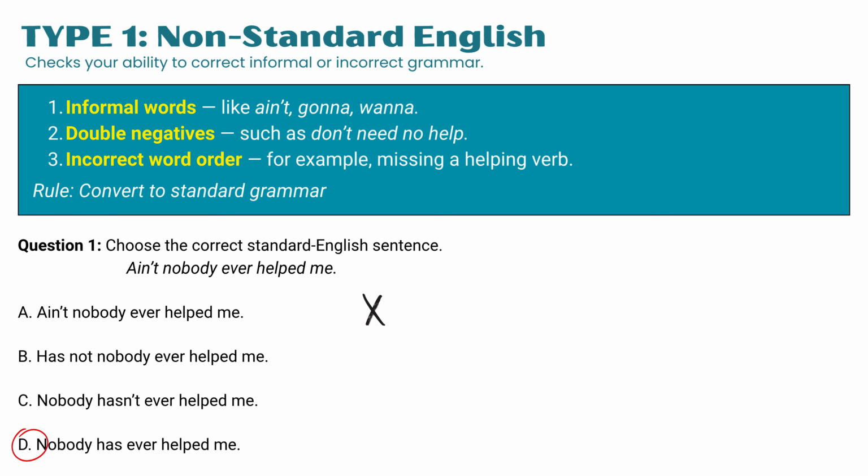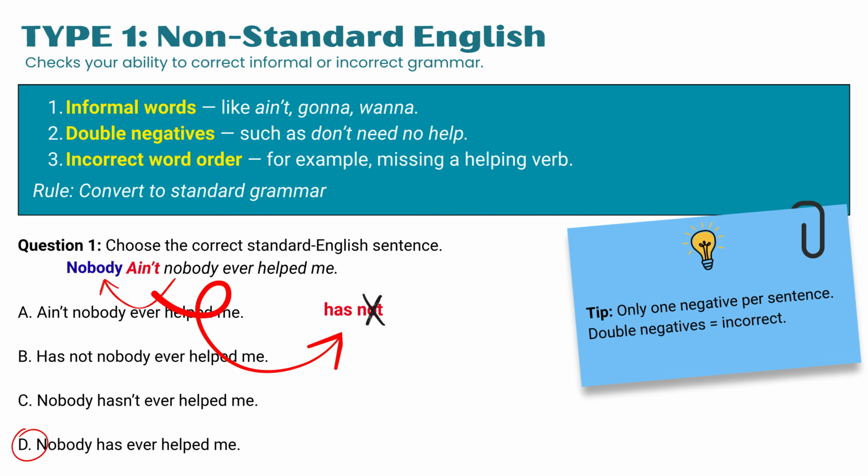We fix it step by step. Replace ain't with has not. Remove one negative to avoid a double negative. Adjust the subject-verb order. That gives us nobody has ever helped me. Simple and correct. Always remember, one negative per sentence. If you see two negative words, like no, not, never, nobody, that's a red flag. Remove one and rewrite the sentence in standard English.